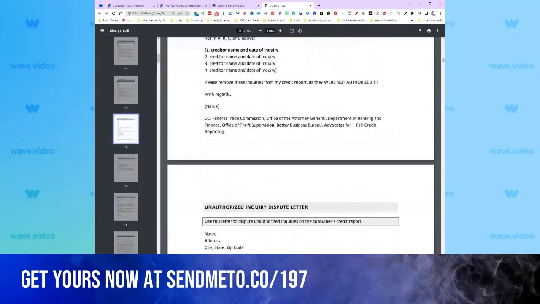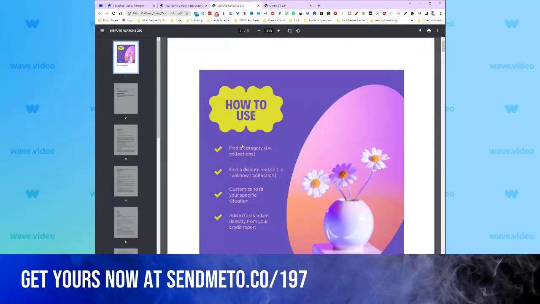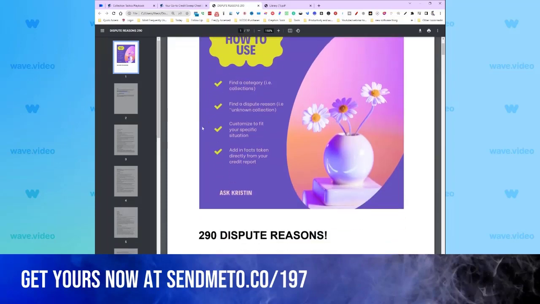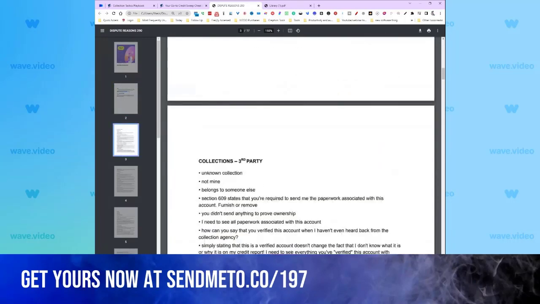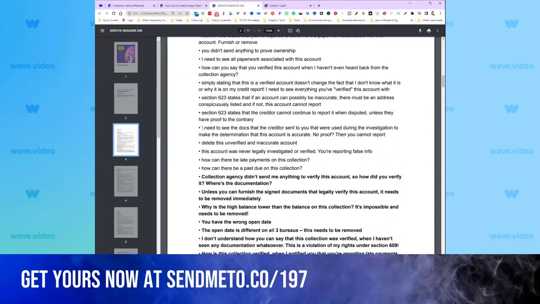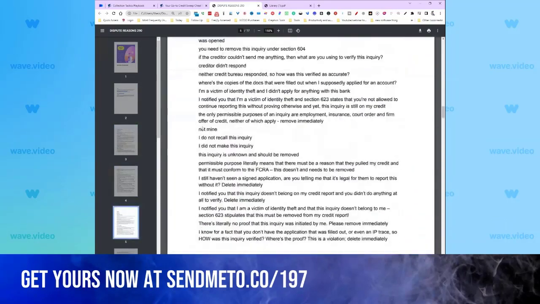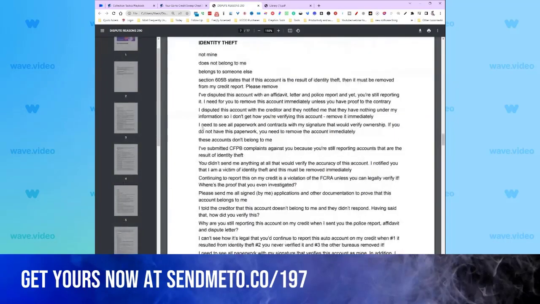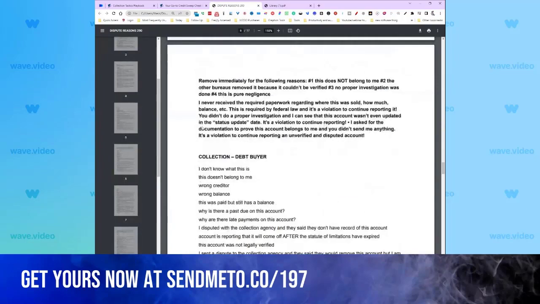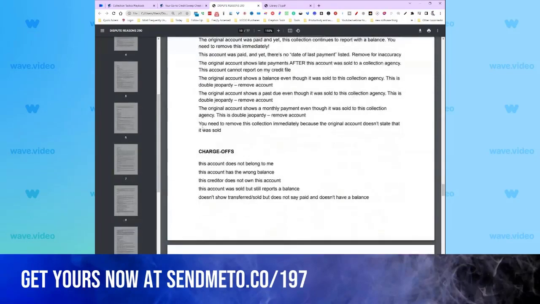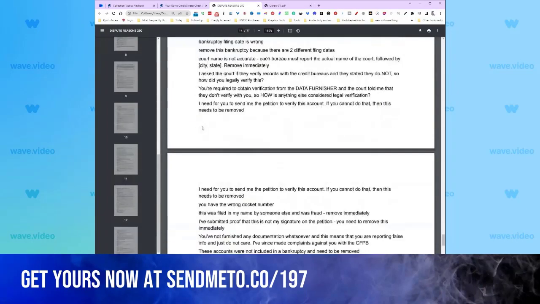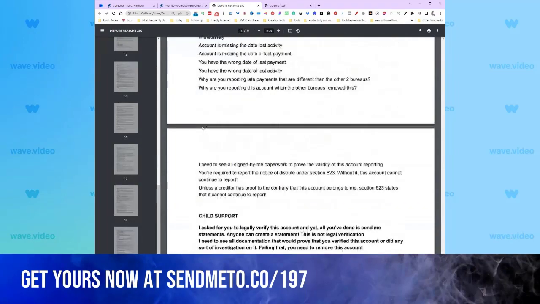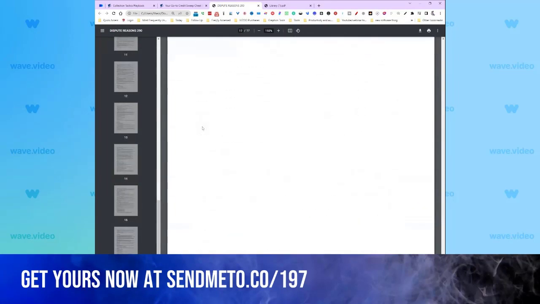And now, lastly, let's go and look at the dispute reasons that we have here. All right. There's 290 of them. They include collections, third party, late payments, inquiries, judgments, liens, identity theft, repos, collection debt buyer, charge-offs. There's a lot of them for charge-offs, foreclosures, bankruptcy, student loans, child support, and that is it.